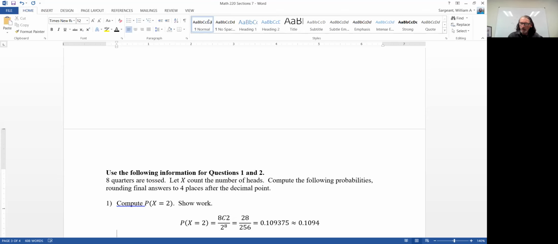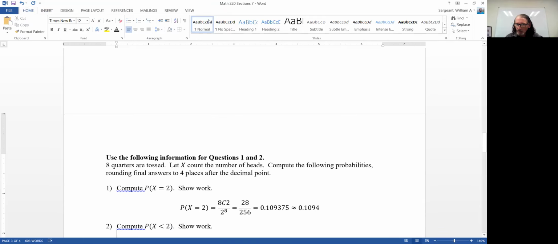Now, a typical mistake would be, because X is counting the number of heads, that's just counting the number of heads, and we don't know yet until we do this how many times that shows up out of the 256. I'll have people sometimes try to think that the answer is going to be 2 out of 8 because they just see the 2 here and a total of 8 being tossed.